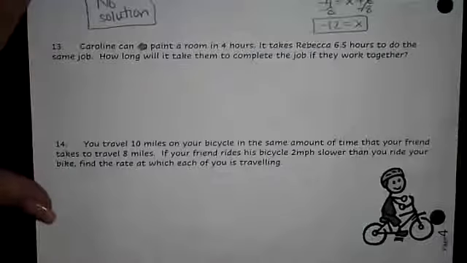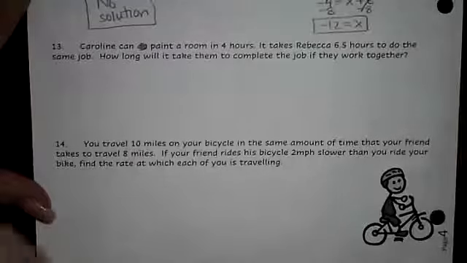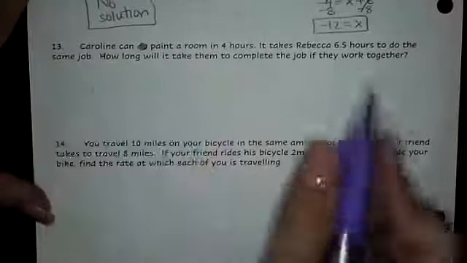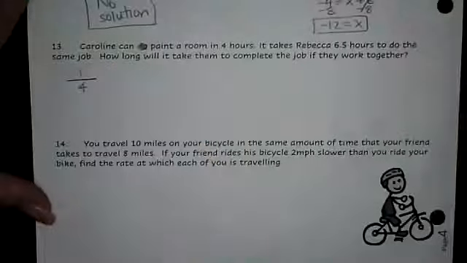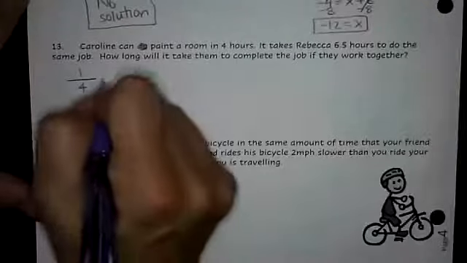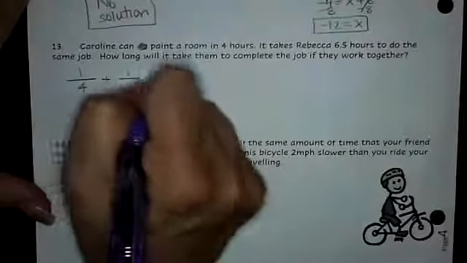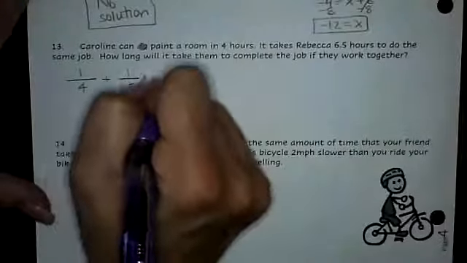You remember speed. If you were trying to figure out your speed and you drove 300 miles in your car and you were driving for 4 hours, you would take 300 and divide it by 4. That would give you your speed. Well, that's what we need. We need Caroline's speed and we need Rebecca's. So Caroline did the one job in 4 hours. That's her speed. And then we would add Rebecca's speed. She did the one job in 6.5 hours.